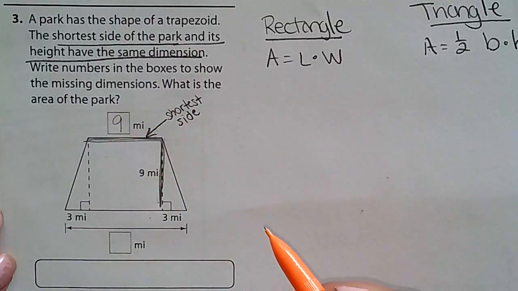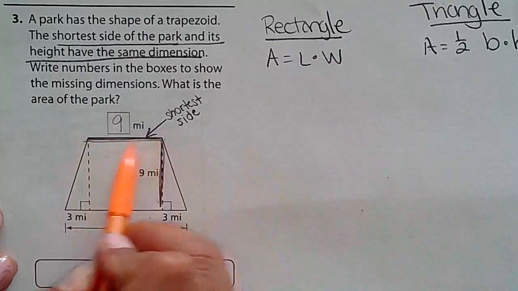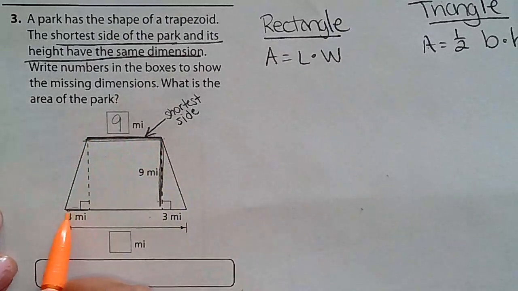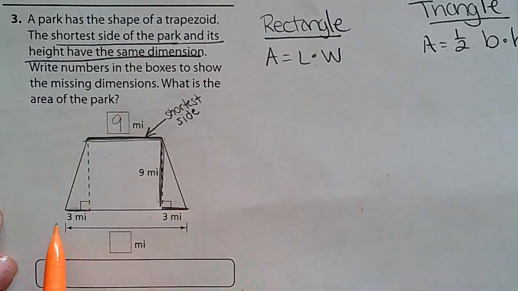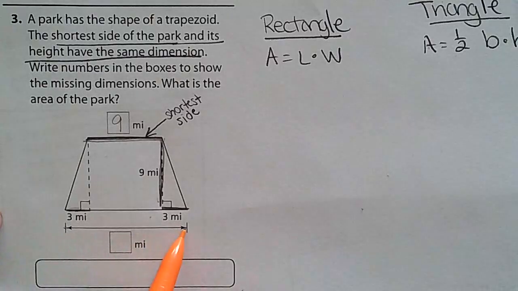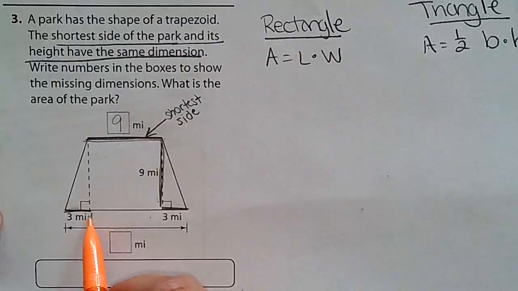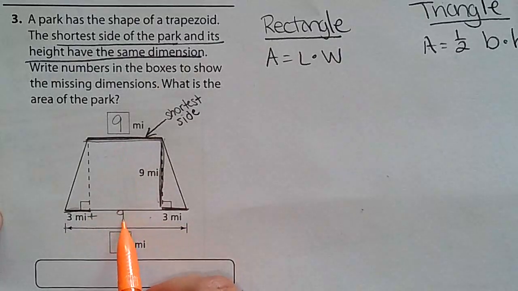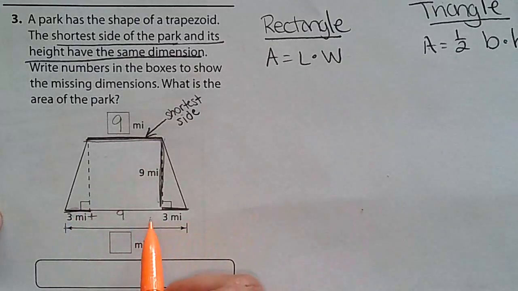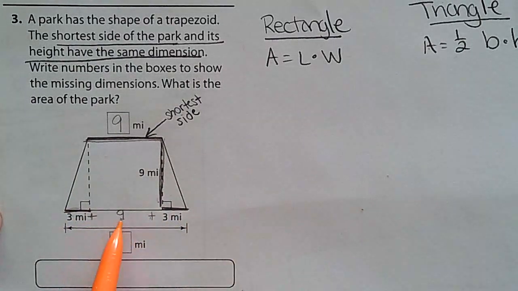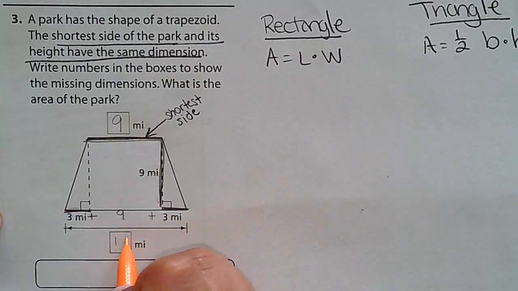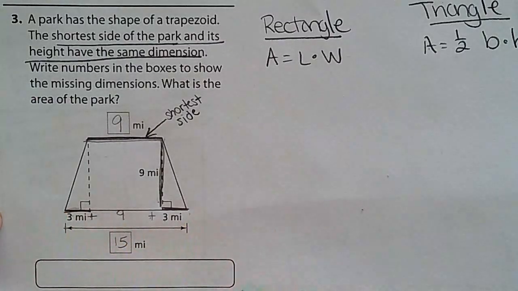Okay. And if this is 9, I'm looking now at this line, and this line, because I want to get the total. I want to know what is the length from here to here. I'm going to take 3 plus, this is 9, that means this is 9. 3 plus 9 plus 3. That is 9, 10, 11, 12, 13, 14, 15. So the length from one end to the other is 15 miles.